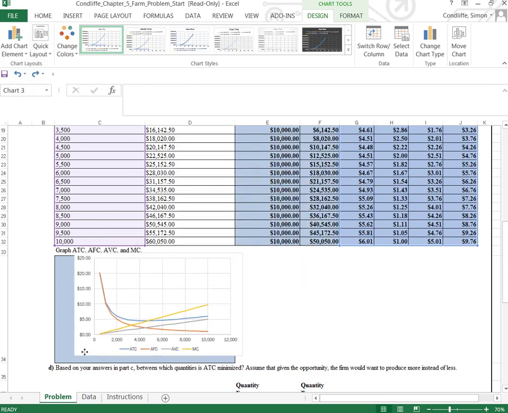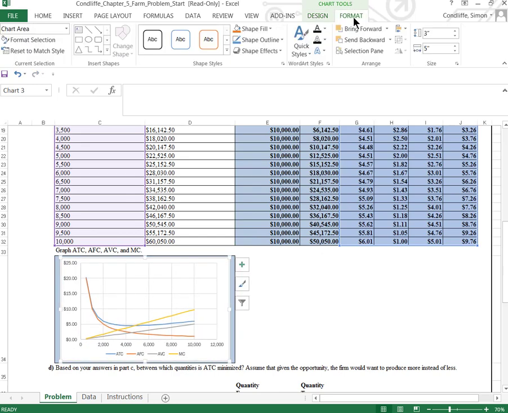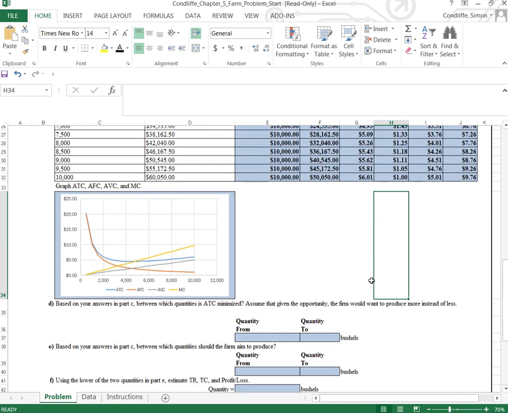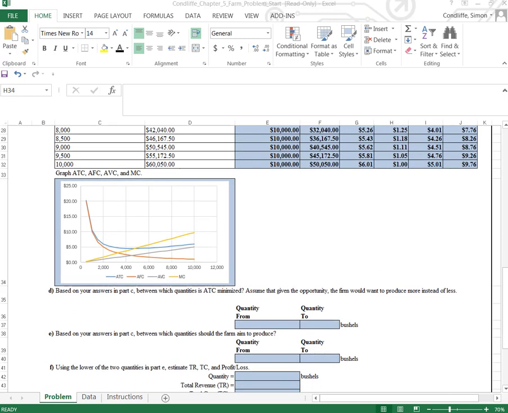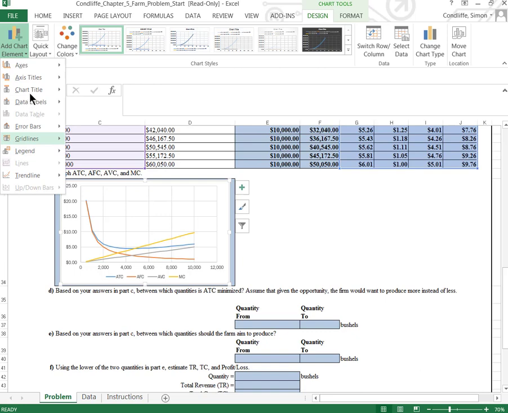So we'll snap this down here, go to format, 3 by 5. It's great. Okay, so I want a set of chart axis titles.